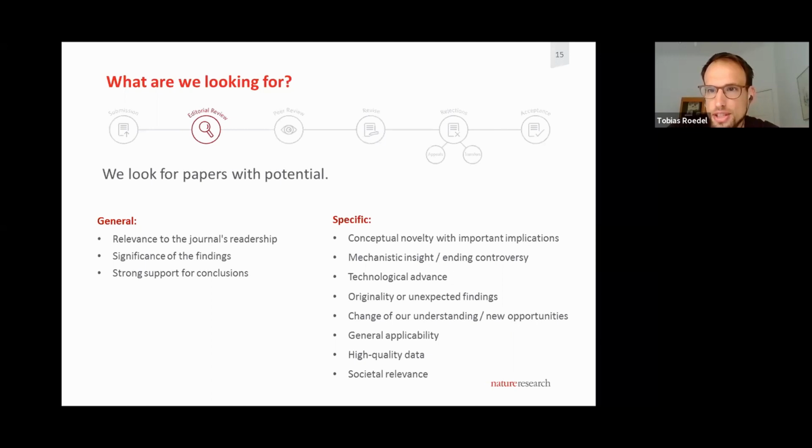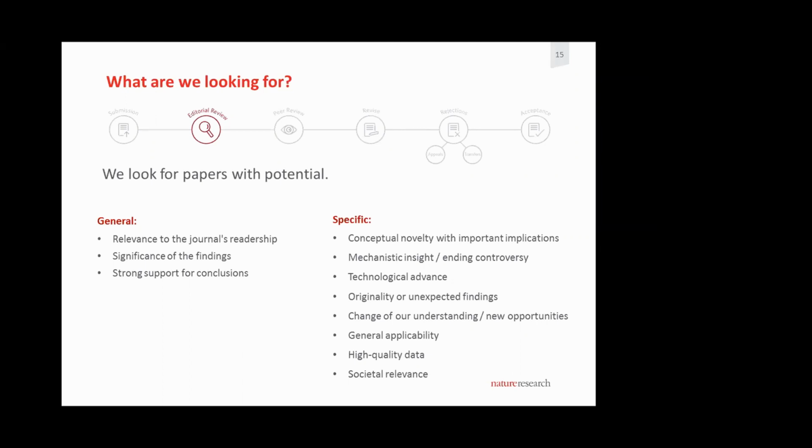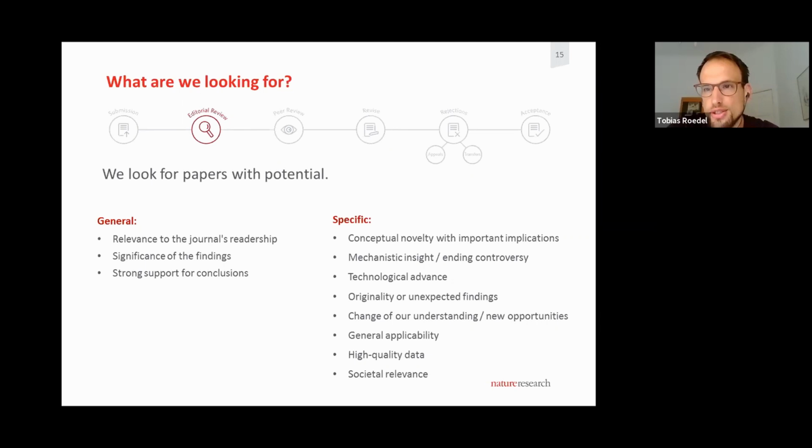Then another thing which can be very important is a mechanistic insight. So for example, a community observed a phenomenon and then debates for years and years on different mechanisms which could explain this phenomenon. And then finally, we receive a paper with an experiment ending this controversy because it shows really definitive conclusions, nailing down the mechanism. It can be a technological advance. Originality plays a role as well, like something unexpected or an unusual approach to answer a question.